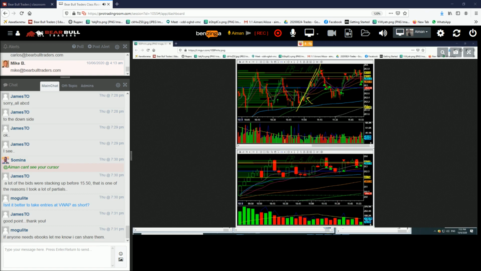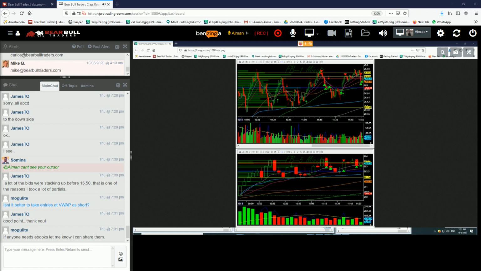People who are long here and people who are long here, they'll be taking partials closer to the high of the day. You'll be buying here, right? And they'll be selling here. So you'll be buying from those people who are there, which makes the stock a little heavier at the top and the breakout less likely to happen.